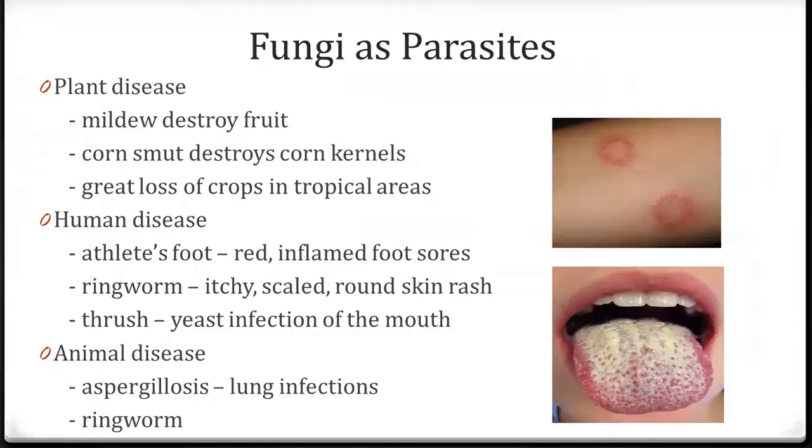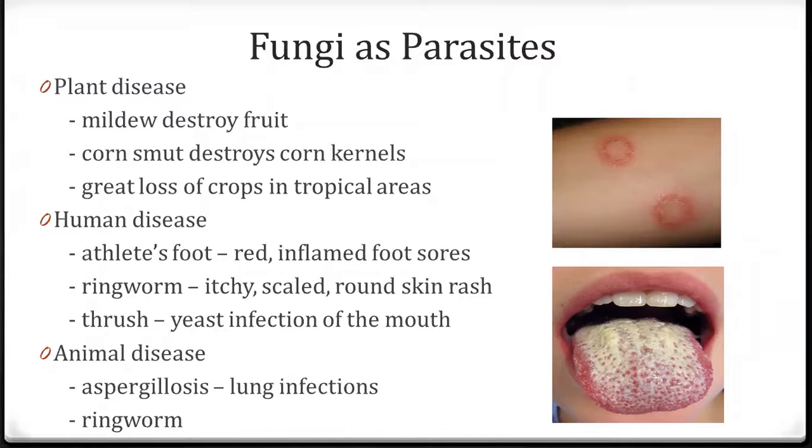Fungi can also be parasites. You can have plant disease: mildew destroys fruit, or corn smut destroys corn kernels. You can have great loss of crops in tropical areas. I think we looked at the genetic engineering. I'm losing my mind right now. It's not mangoes. Or was it mangoes? I don't know. It was a tropical fruit. We talked about it earlier in the year.